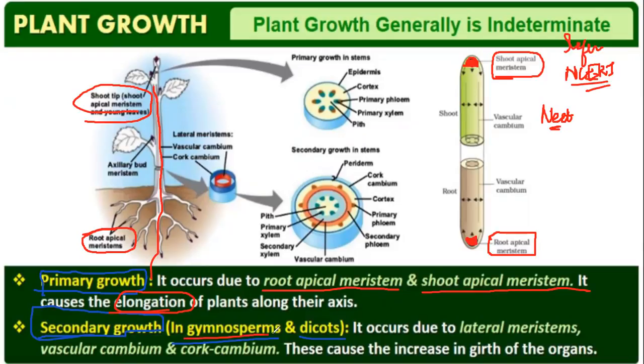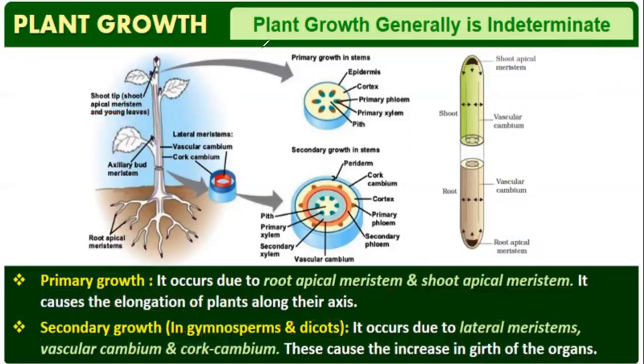Secondary growth is seen only in the case of gymnosperms and dicotyledonous plants because of the presence of lateral meristem, which helps in increase in girth of the organ. So you might have studied in the anatomy chapter about the interfascicular cambium, intrafascicular cambium, cork cambium, etc. All these things come under the what? Lateral meristems, and that contributes towards what? Increase in girth of the plant. Is it clear? So next one.